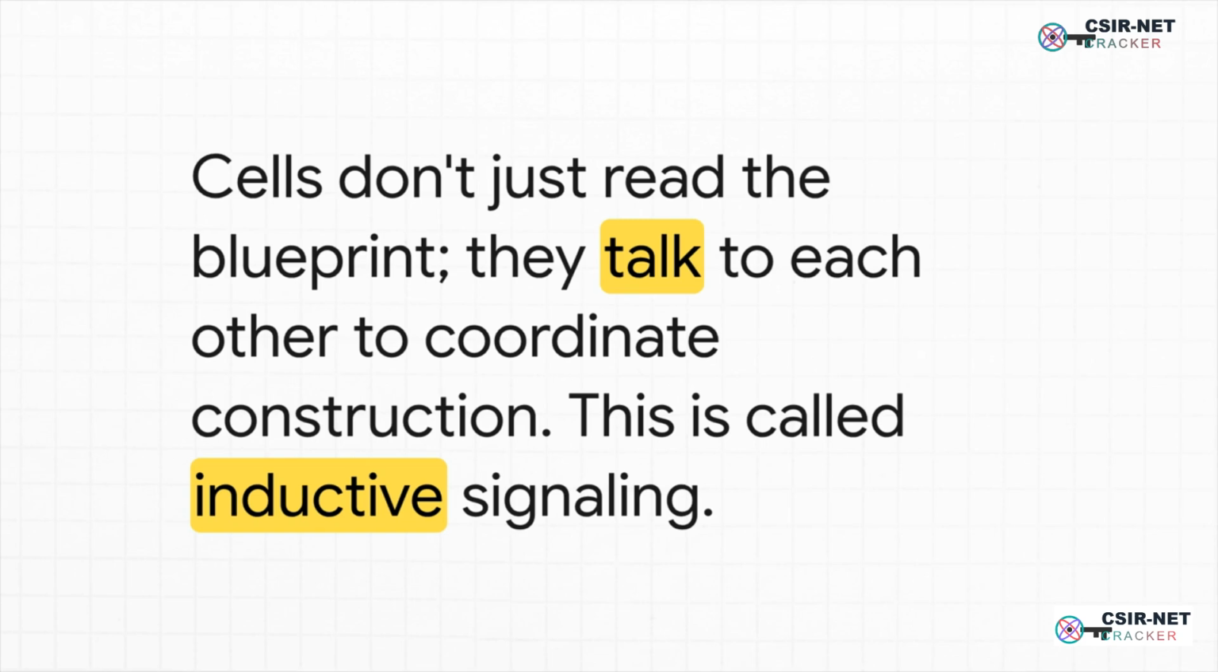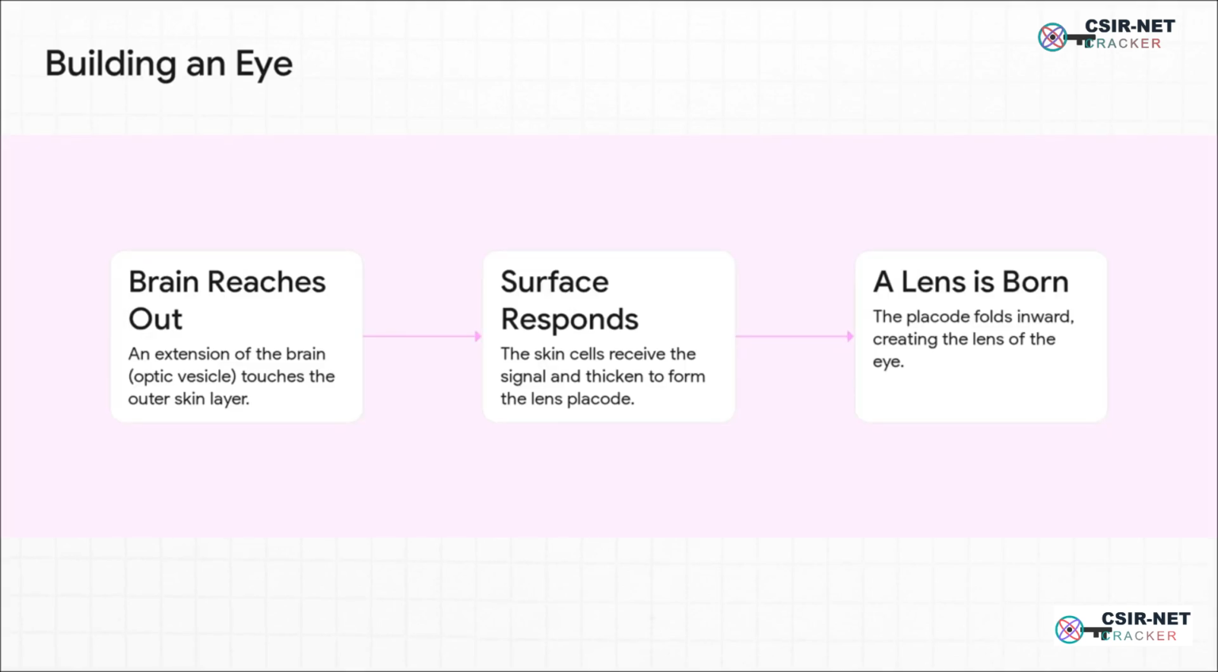And this process, this cellular conversation, is called inductive signaling. It's where one group of cells sends out a chemical signal that basically instructs the cells next to it what they need to become. The way our eyes develop is the perfect example of this. So first, a little piece of the developing brain called the optic vesicle actually reaches out and physically touches the outer layer of skin. That touch is the signal.